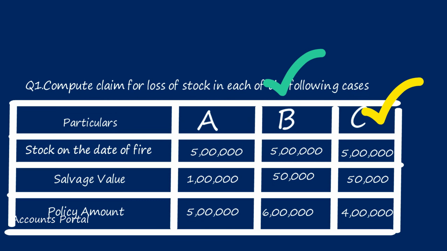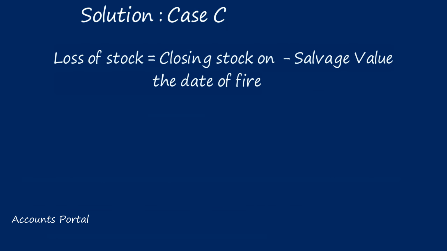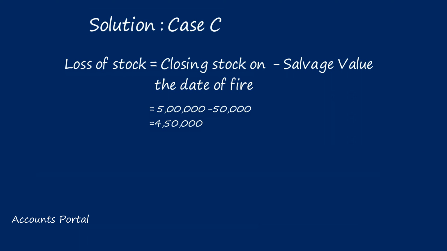Case C: clothing stock on the date of fire is 5 lakhs, salvage value 50,000 and policy amount 4 lakhs. How to determine loss of stock? Loss of stock equals clothing stock on the date of fire minus salvage value. What is the clothing stock on the date of fire? 5 lakhs, and salvage value 50,000. So 5 lakhs minus 50,000 equals 4,50,000. Loss of stock equals 4,50,000.